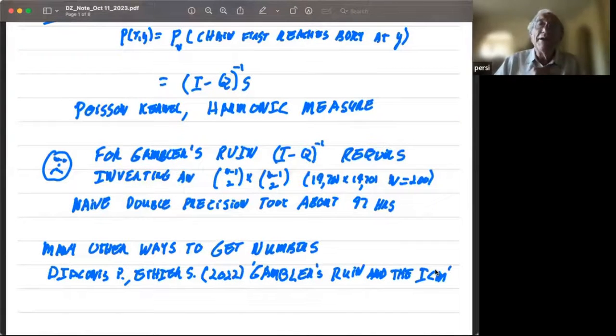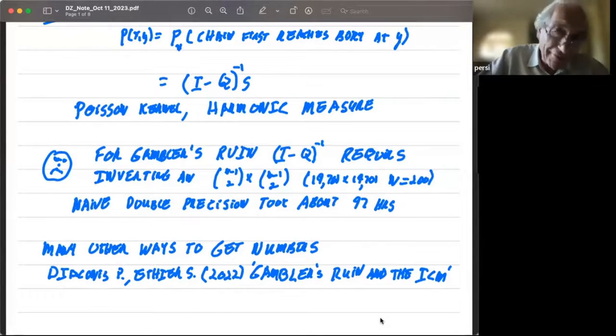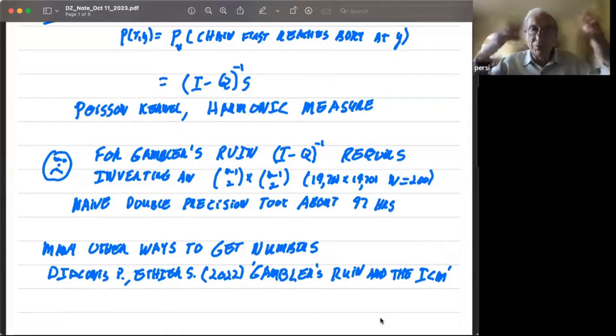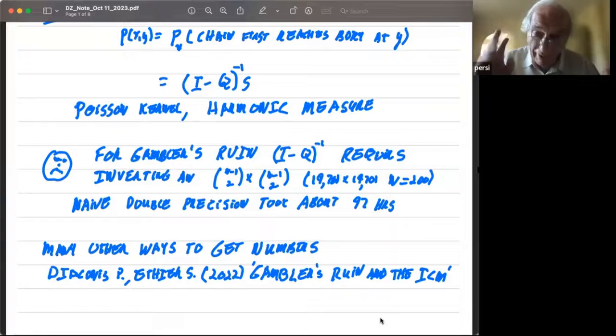There are many other ways to get numbers. Direct inversion of the matrix is one way, and you can do Jacobi iteration to get upper and lower bounds on the matrix. In the paper I wrote with Stew Ethier, called Gambler's Ruin and the ICM, a friendly, readable paper, we have 6 different ways of getting numbers. We compare them and see what their running times are. If you want something very accurate, maybe it costs you more. There are many different approaches to computing or approximating the Poisson kernel, and our paper explained them, invented some new ones, and tried them out in this problem.